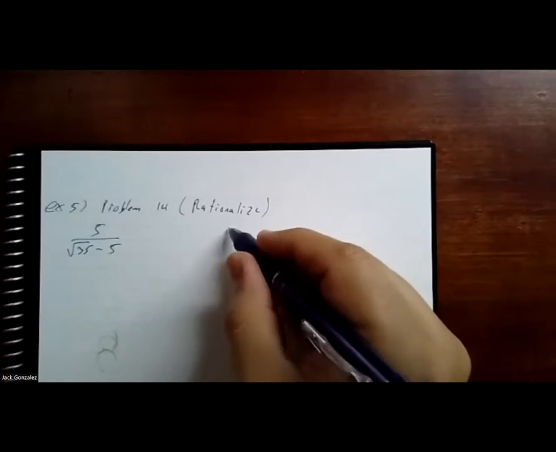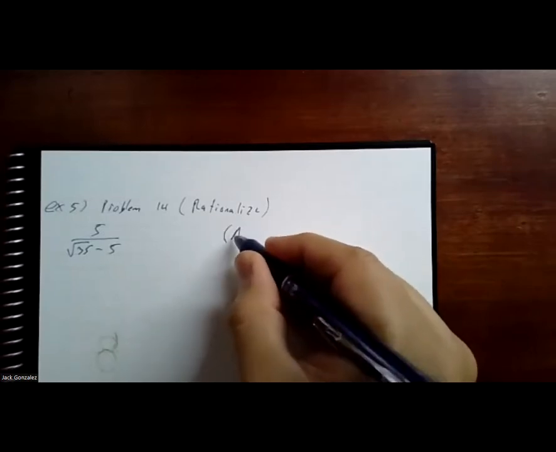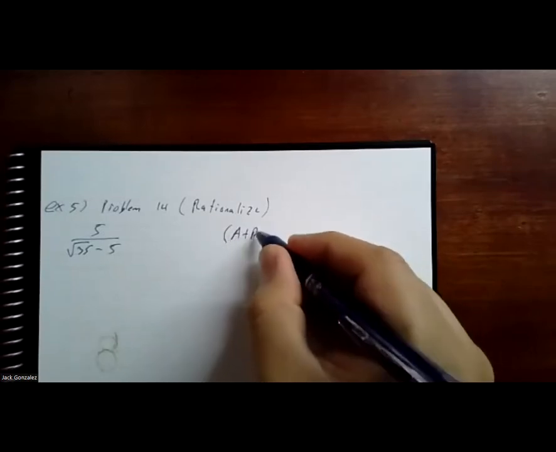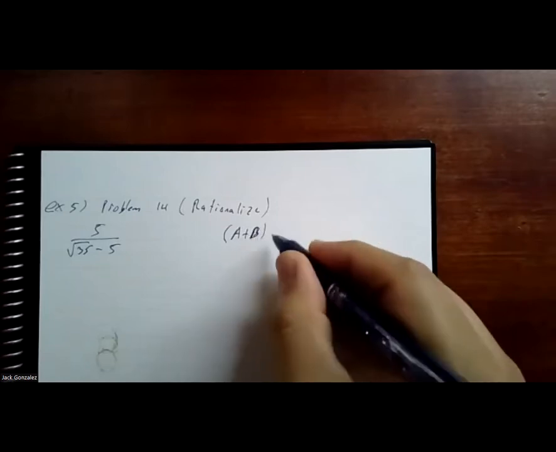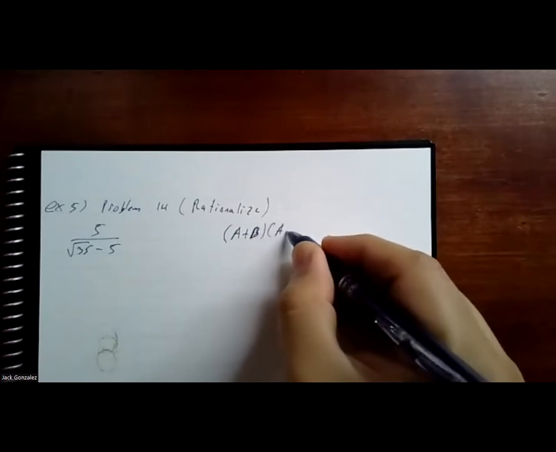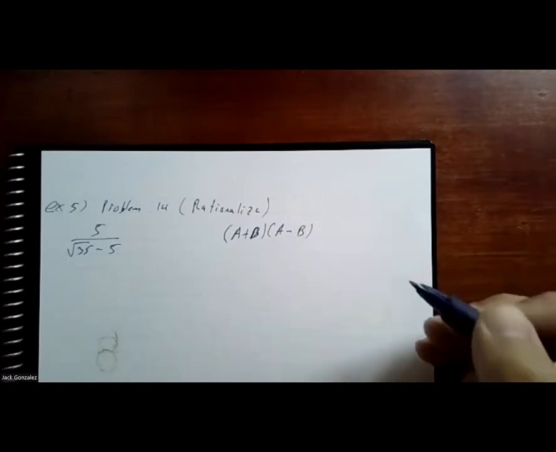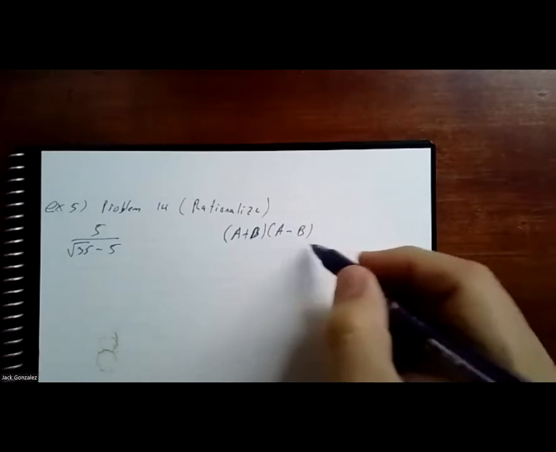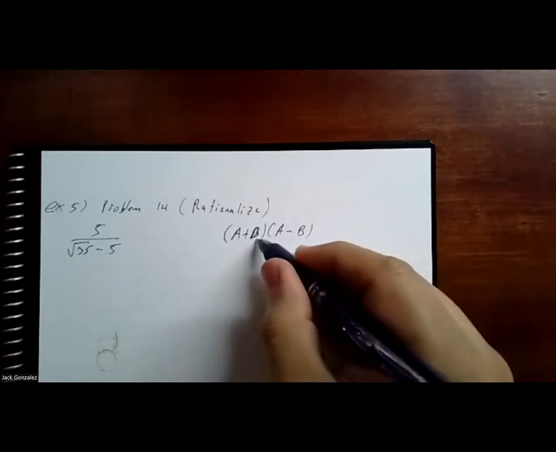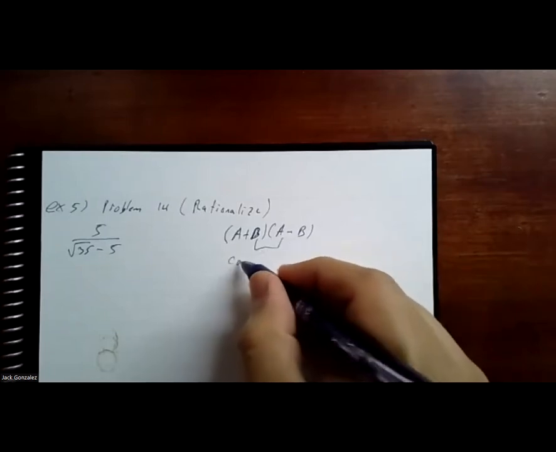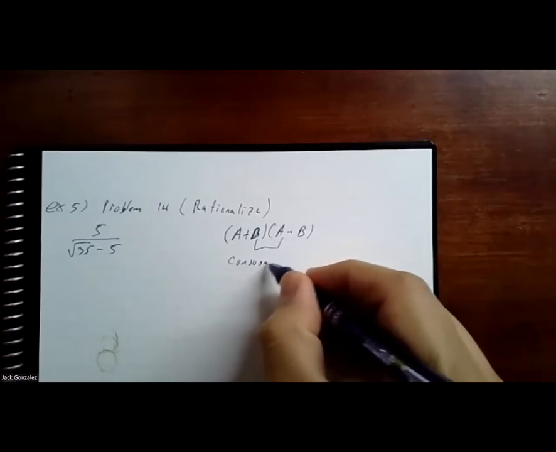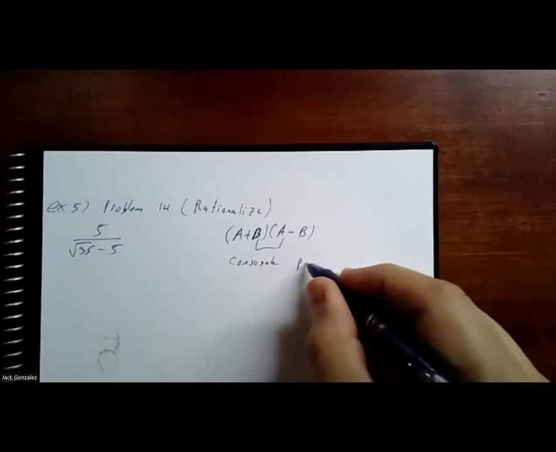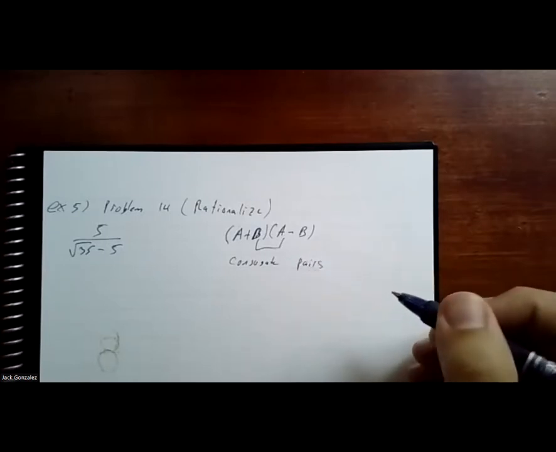I don't remember. It's like the opposite, right? Like the square root of 5 plus 5. Yeah. So essentially it's the same thing, but opposite sign, right? So A plus B times A minus B, these are conjugate pairs. Conjugate pairs.